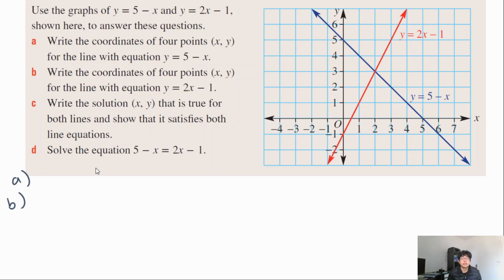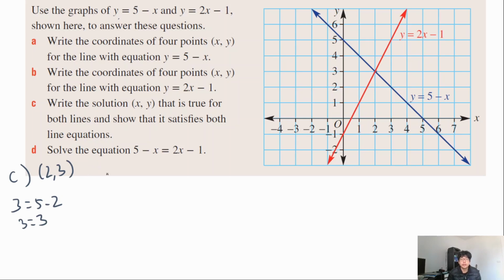Moving on to question C now, I'll just rub that out. Write the solution (x, y) that is true for both lines and show that it satisfies both line equations. So that's the point of intersection, right here, 2, 3, and let's show that it satisfies it. I'm going to substitute that into each equation. 3 into the y in y equals 5 minus x. That'll be 5 minus 2, that'll be 3 equals 3. Left hand side equals right hand side, so that's good.